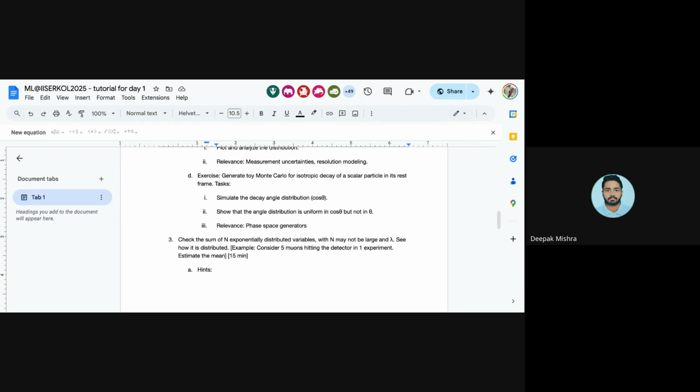Ma'am, probably because in an isotropic decay, the particle decays almost equally in all directions. So you could think that theta should then be uniform. Why is it not uniform in theta? Why is it uniform in cos theta? The solid angle is given by sin theta d theta. Exactly. So someone said solid angle, and that's absolutely right.